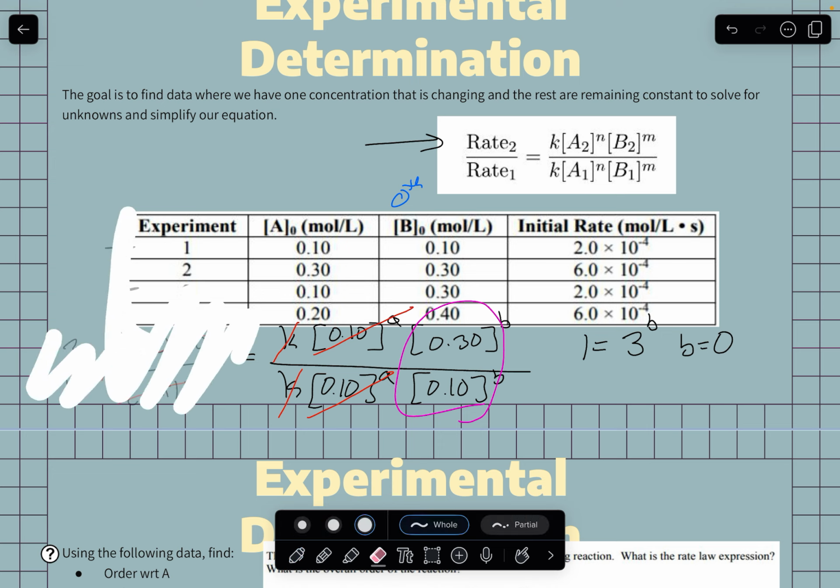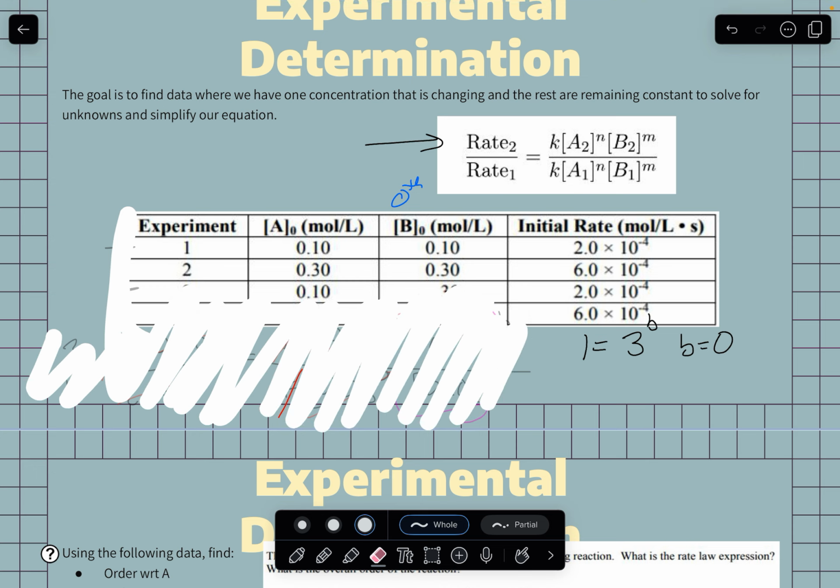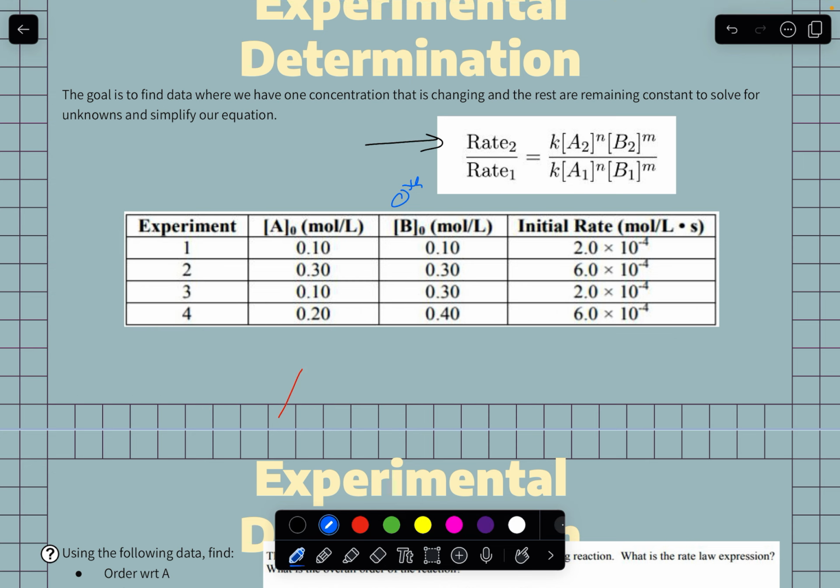And then we're going to do the same thing, but for A. Okay, so for A, you can either do what we just did, find one that is changing for A and then B is staying the same, or you can really pick any of them because we know b now, we can solve for the number there. But it's easier when it does cancel out. So for it to cancel out, we're going to do 2 and 3.